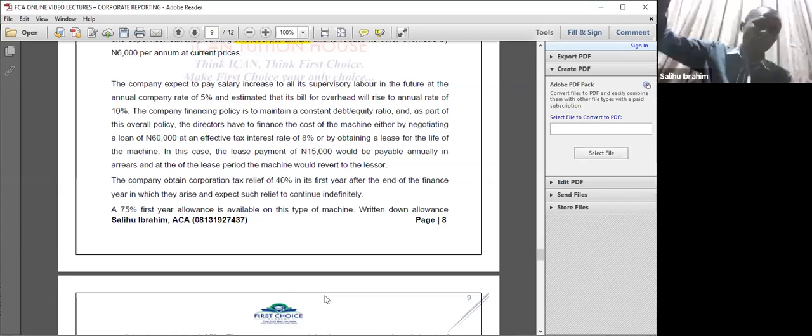The company finally maintains a debt equity ratio as part of overall policy, and would finance the machine by getting a loan at an effective interest rate of 8%, paying it annually for the life of the machine.